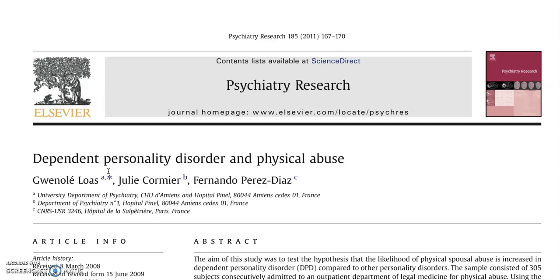Now, looking at this article, you can see at the very top of the article right here, this is the name of the journal that published this article. The name of the journal is Psychiatry Research. You can also see the name of the journal here.